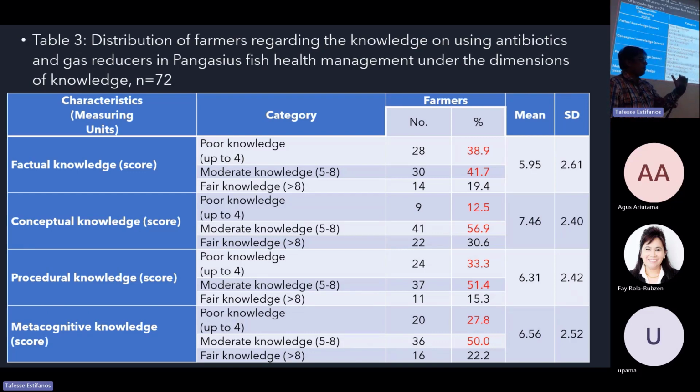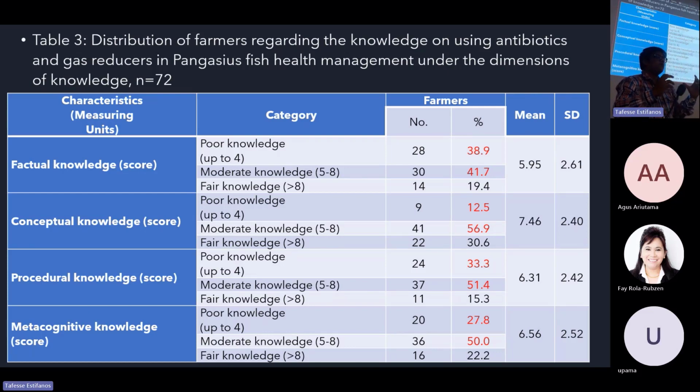Of the knowledge types, they got factual knowledge at 5.95, conceptual average at 7.46, procedural 6, and metacognitive 6.56. So it indicates that they have very limited knowledge of the basic facts about antibiotics and gas reducers, and how they work.